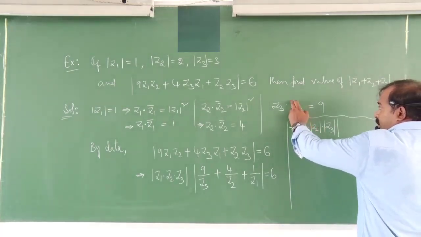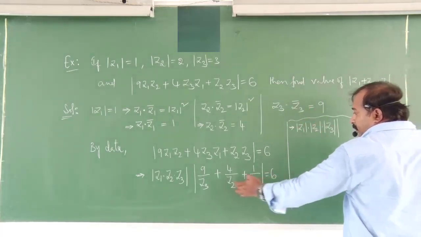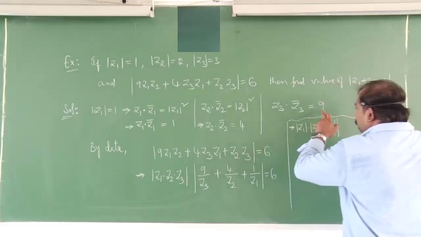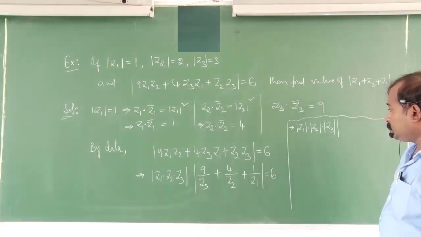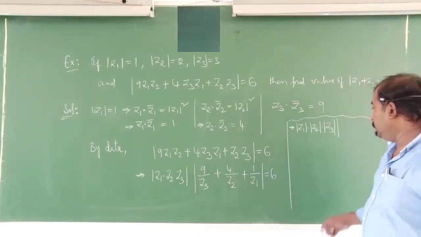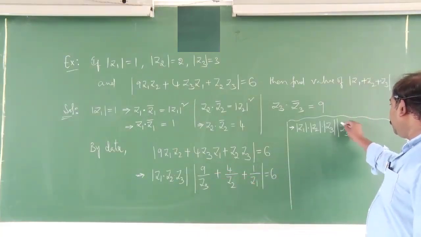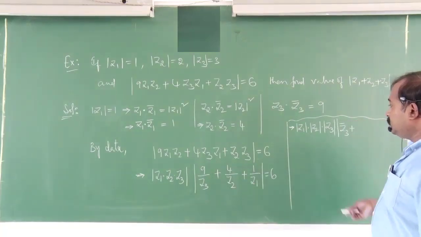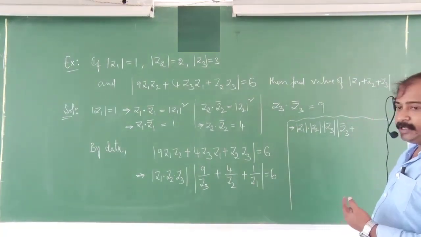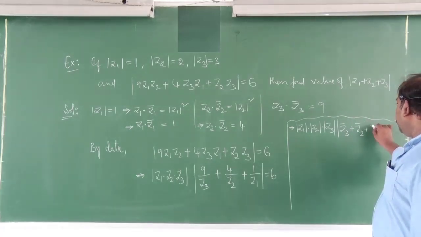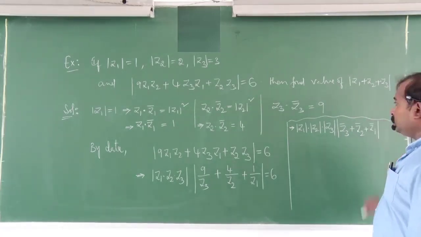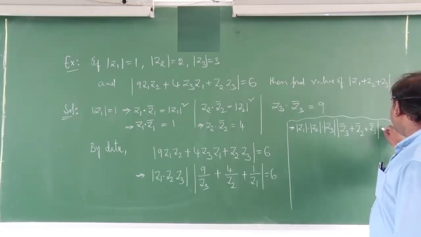Z3 into Z3 conjugate equals 9. Then here we have 9 by Z3. So how can I write that 9 by Z3? It is Z3 conjugate. So the first value 9 by Z3 changes to Z3 conjugate, plus the next, 4 by Z2, changes to Z2 conjugate, plus the next value, Z1 conjugate, equal to, what is the value?